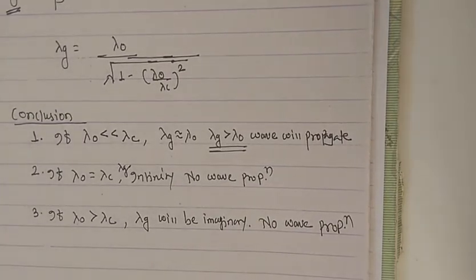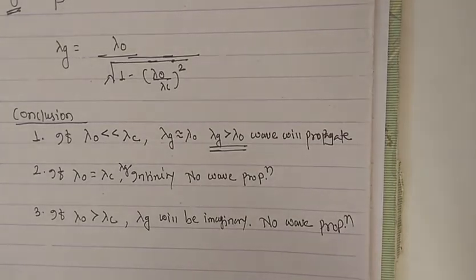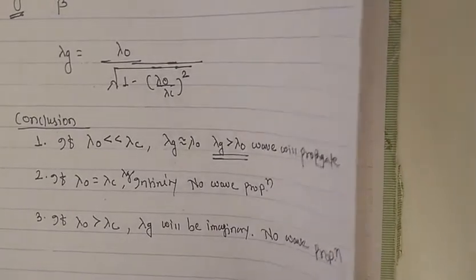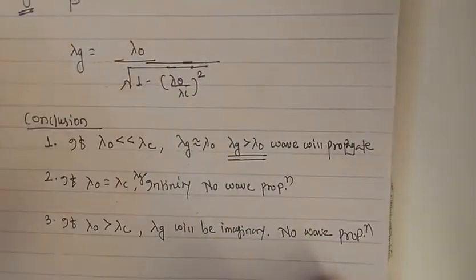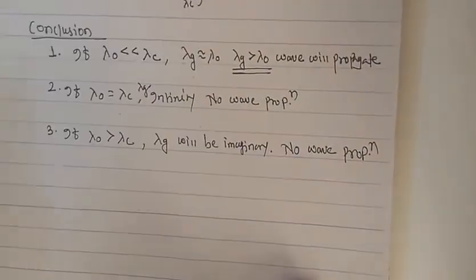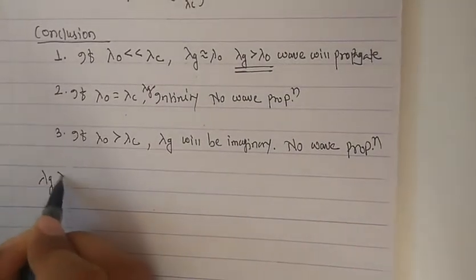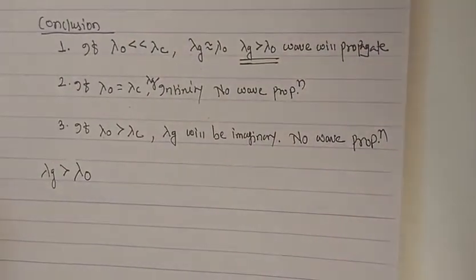So we conclude that a wave propagates in a waveguide when the guide wavelength is greater than the free space wavelength.